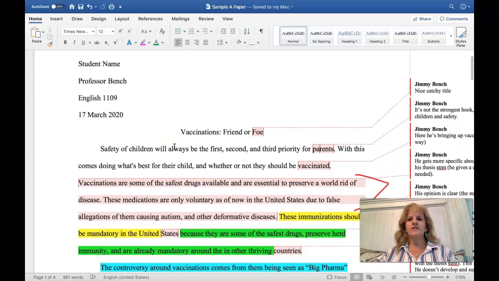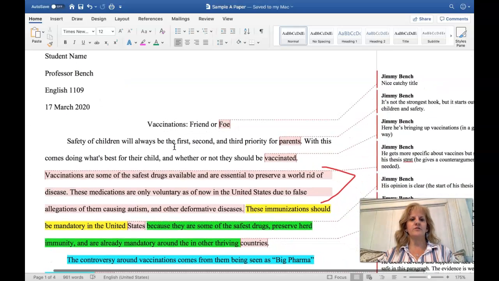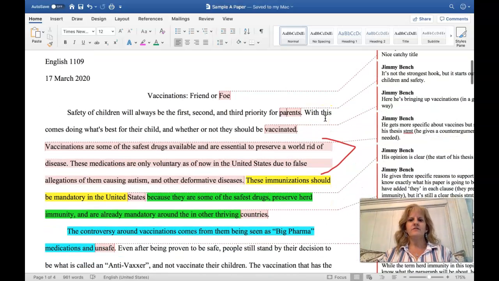So the student has a catchy title that I like. I'm not going to grade you guys on your title for this paper, but if you can come up with a catchy title, that would be great. And so as far as the hook goes, it's not the greatest. It's not a really strong hook. He could have done a much better job with the hook, but it's fine.